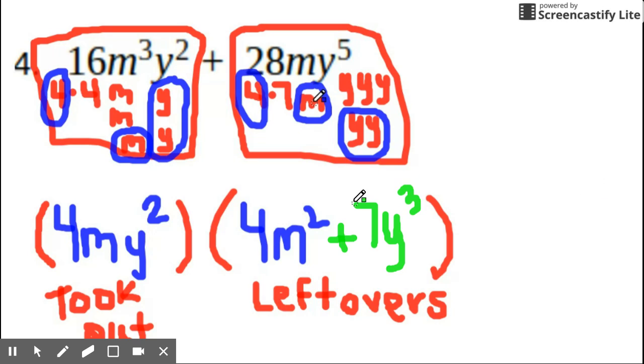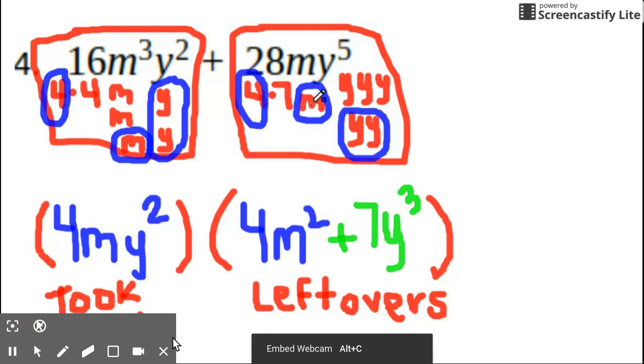If you want to check your work, you can always multiply this just to make sure that when you multiply it back together, it gives you the original problem, 16m cubed y squared plus 28my to the 5th power. Okay, so these are the factors. This is your answer. All right, let's move on to our last problem.